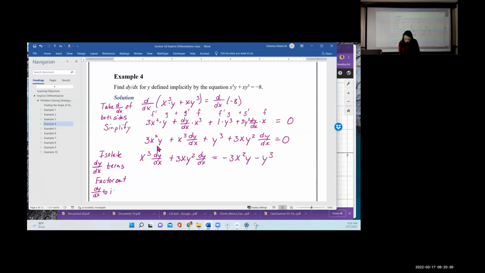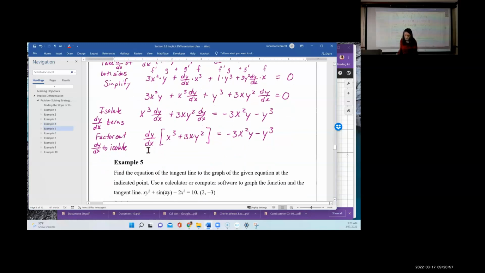to isolate it. This is basic warfare technique, right? Divide and conquer, isolate to annihilate. That's sort of the way we think of it. So we have dy dx on the left times x cubed plus 3xy squared equal to the right side, negative 3x squared y minus y cubed.